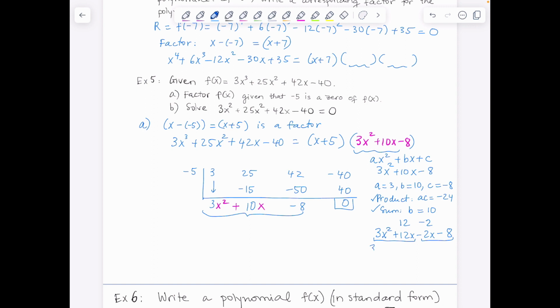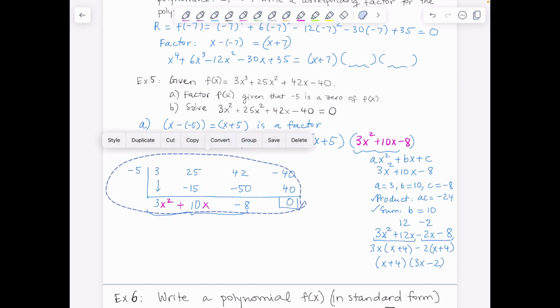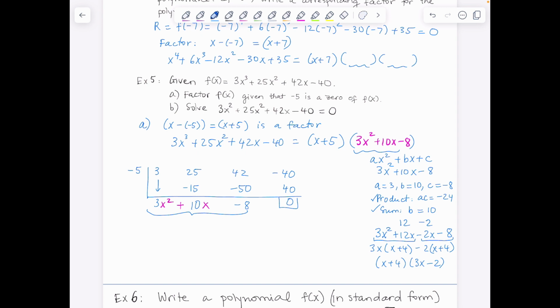Looks like we can factor out 3x here. So we have x plus 4. Bring down the minus sign, factor out 2. This will be x plus 4 as well because you factor out a negative sign, so we do have to change that negative to a positive. Factor again, you get x plus 4 times 3x minus 2. So the pink function there can be factored as x plus 4 times 3x minus 2.